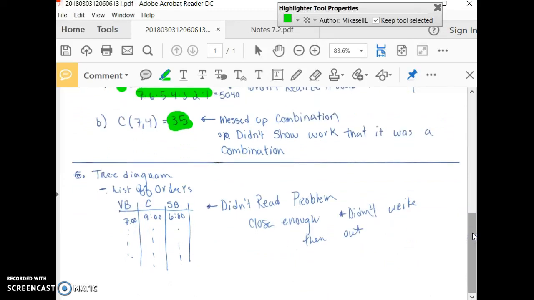So tree diagrams, right? List off the order. So this, like, what would work? Volleyball. So this stands for volleyball, cheer, summer basketball. So some of you guys I've talked with, you didn't realize that you needed to do that, right? Write all the options out.